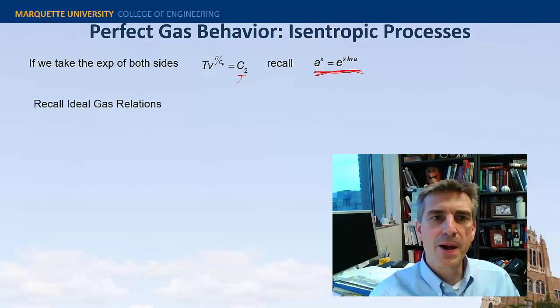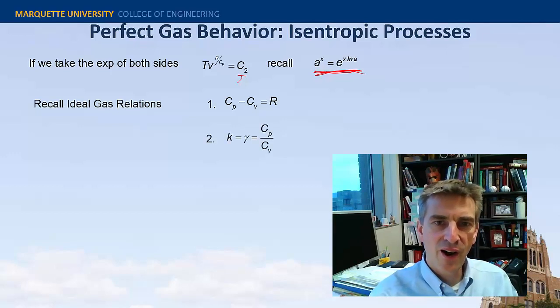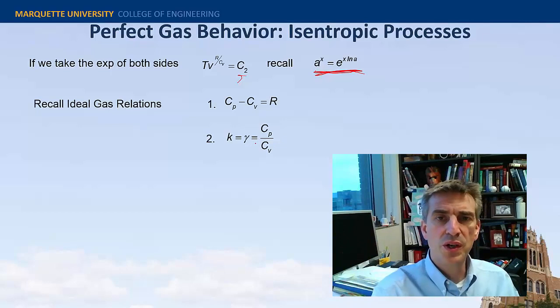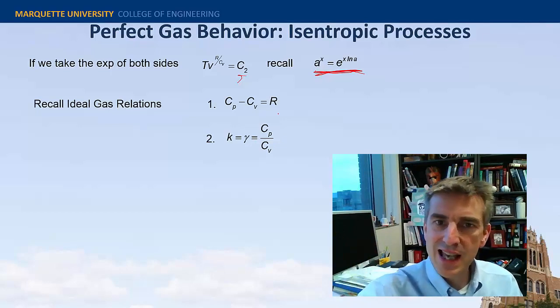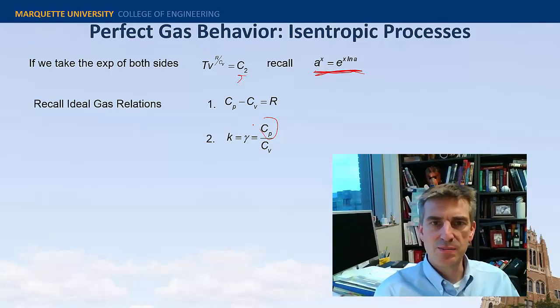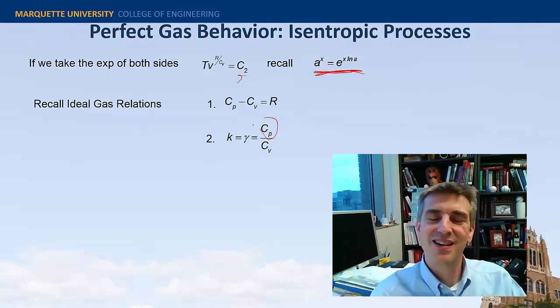Now, let's recall those ideal gas relationships: that cp minus cv is equal to R, and that the ratio of cp over cv is equal to gamma, or k, and that has to be bigger than 1, right? Because cp is always bigger than cv.